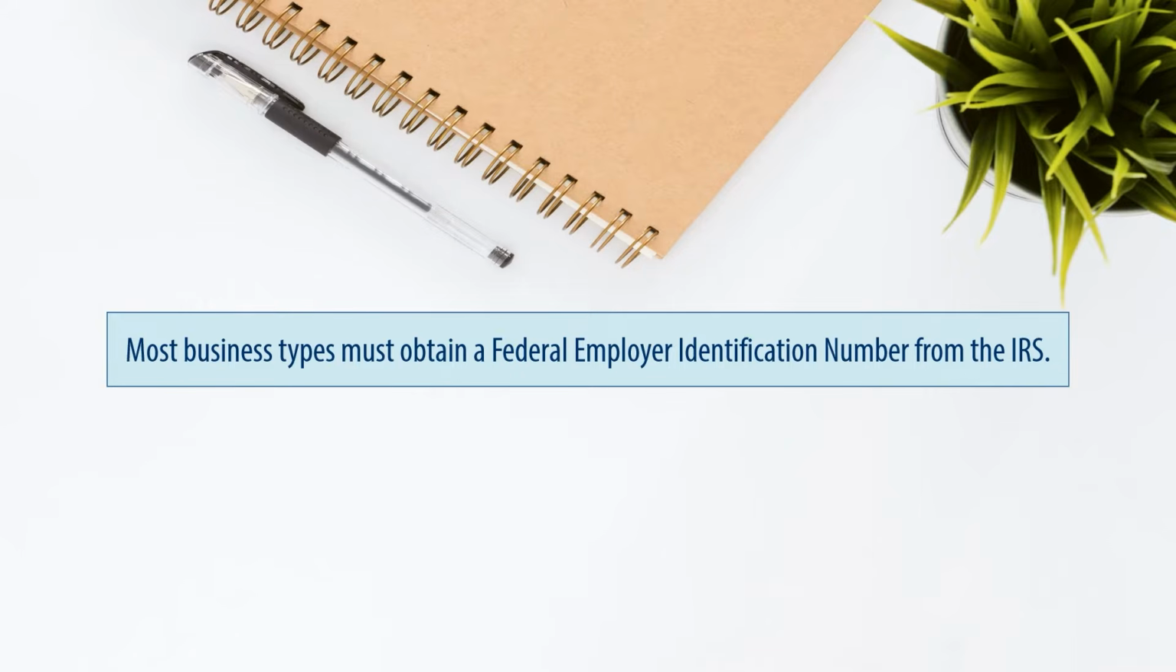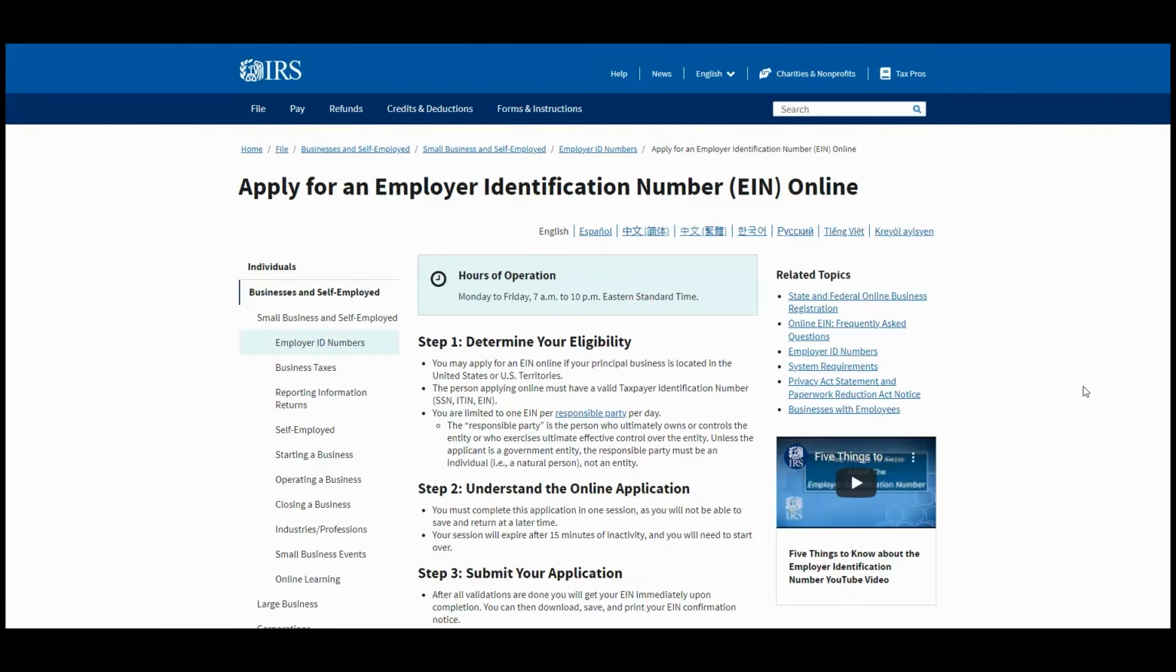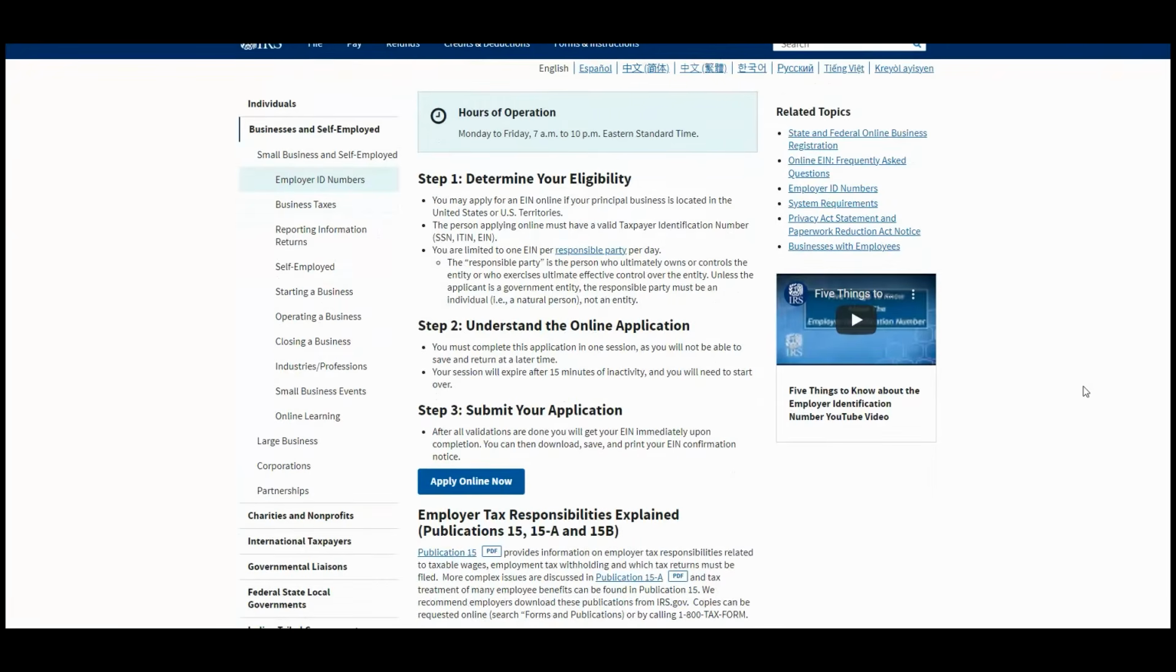Okay, got it. What information will I need for business registration? Most business types must first obtain a Federal Employer Identification Number, or FEIN, from the Internal Revenue Service before beginning business registration. The exceptions are if you are an individual contracting with a New Jersey state or local government agency, sole proprietors, or general partnerships without employees. If you need more information on obtaining an FEIN from the IRS, please visit IRS.gov, or follow the link to the IRS FEIN webpage listed in the description box below.